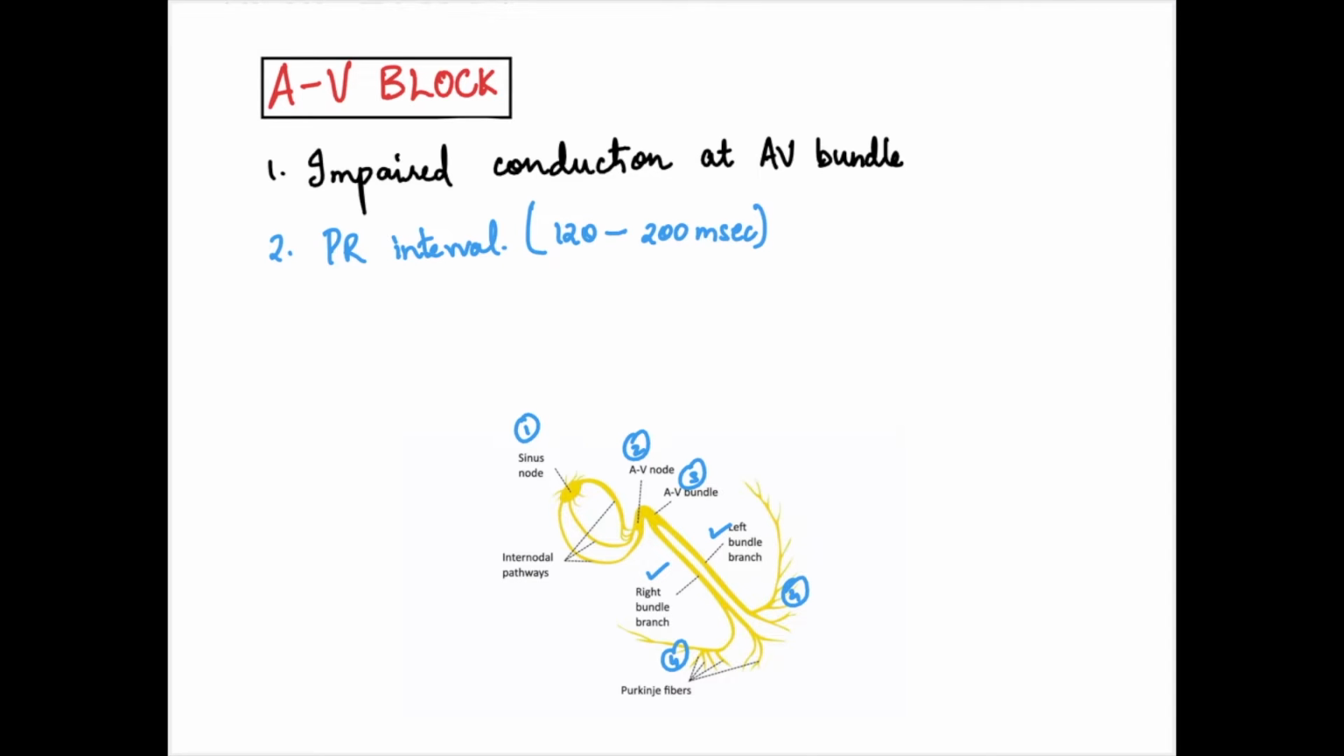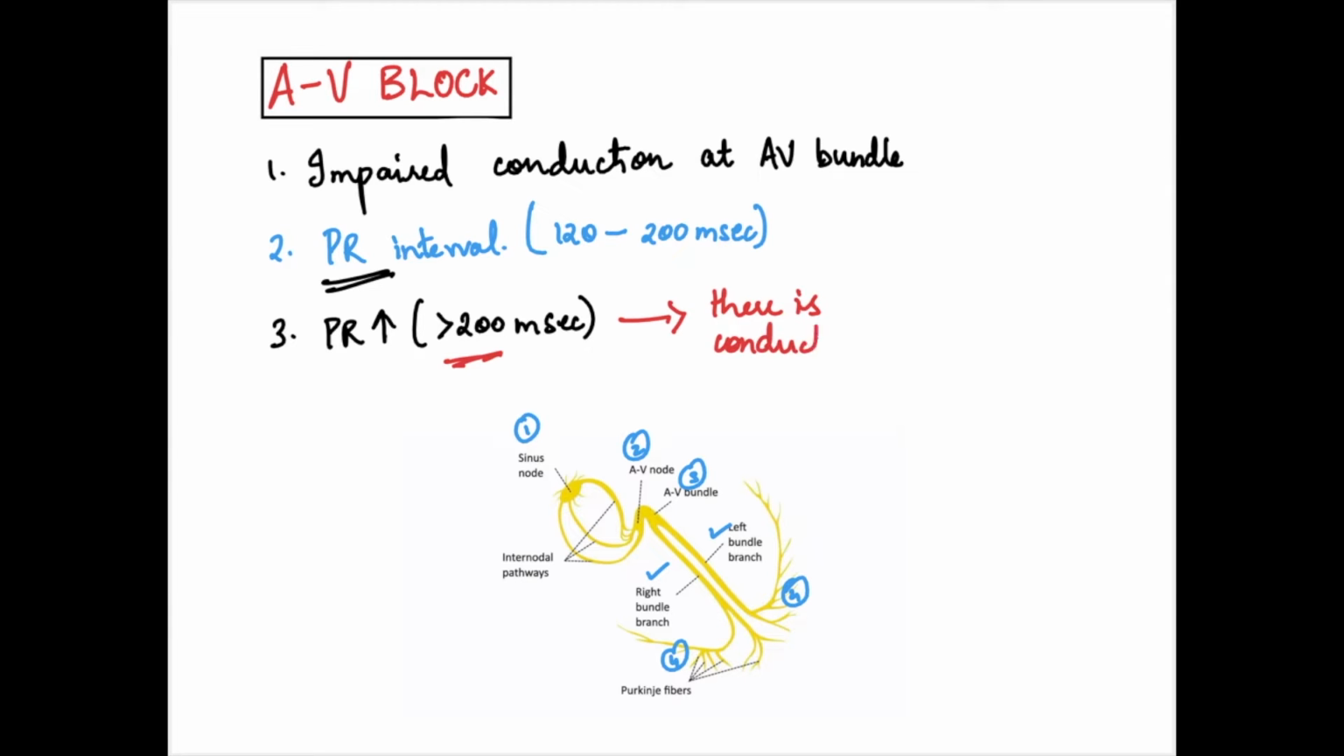So in an AV block, what happens to this PR interval? Yes, this PR interval is prolonged, which means that it is more than 200 milliseconds. A PR interval of more than 200 milliseconds is an indicator that there is a conduction delay in the AV bundle. So a prolonged PR interval is a definite indicator that there is a conduction delay across the AV bundles, or the bundle of His.